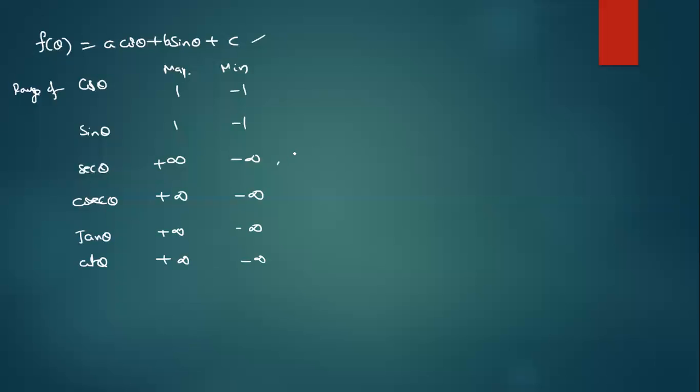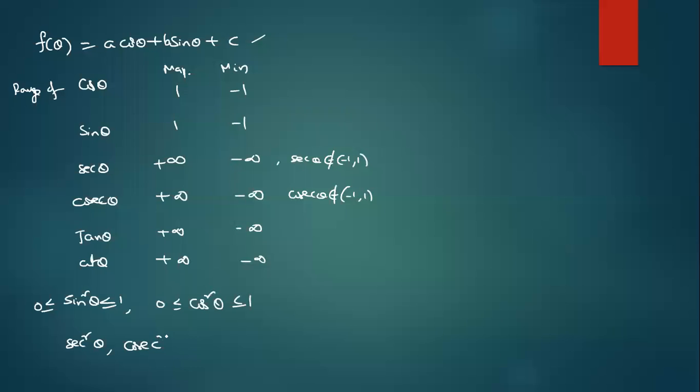In this case, sine theta and cos theta, the result belongs to minus 1 to 1. Fine. But if I take sine square theta, what is the range? That is 0 to 1. Please observe this type of problems. What about cos square? 0 to 1. Secant square theta and cosecant square theta, what is the range? It belongs to 1 to infinity, yes.